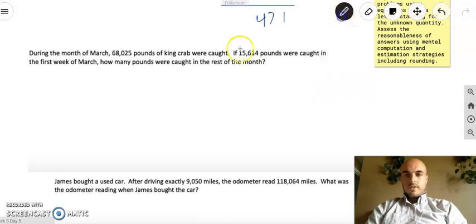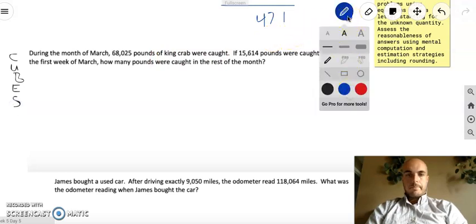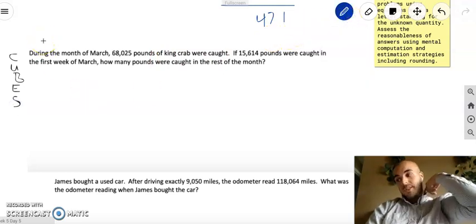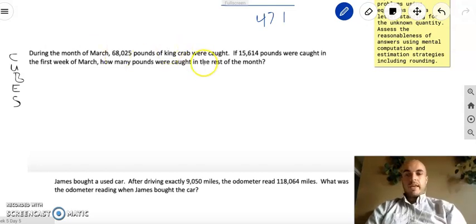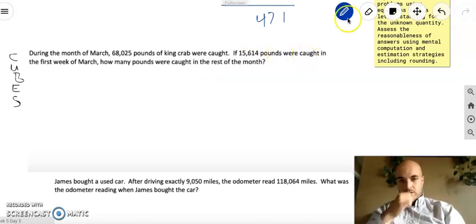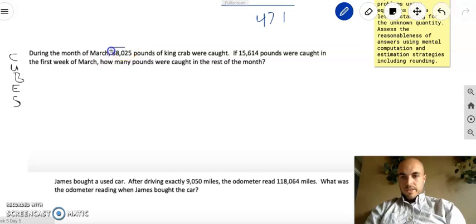Let's put our cubes on the side over here on the left. Okay. During the month of March, 68,025 pounds of king crab were caught. If 15,614 pounds were caught in the first week of March, how many pounds were caught in the rest of the month? Okay, so let's circle. So we're dealing with 68,025, 15,614. Now let's underline. We're dealing with pounds.